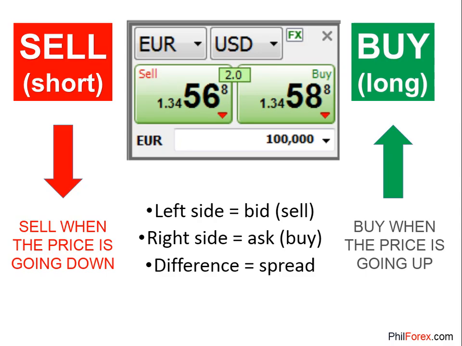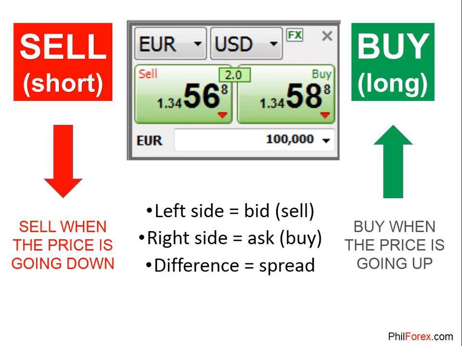Now, just a few terminologies. When we say long, that also means buy. So, for example, I'm long with the euro USD, that means you're buying the euro dollar. When we say short, that means sell. Okay, same thing as sell. If you're saying I'm gonna short the euro USD, that means you're selling the euro dollar. Okay, so just a few terminologies that you will encounter when you're trading in the forex market. Now, for the forex market, you will always get two prices.